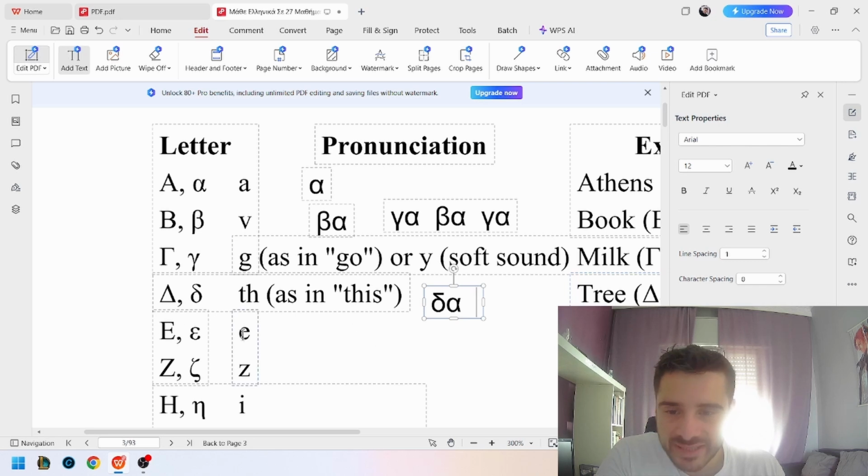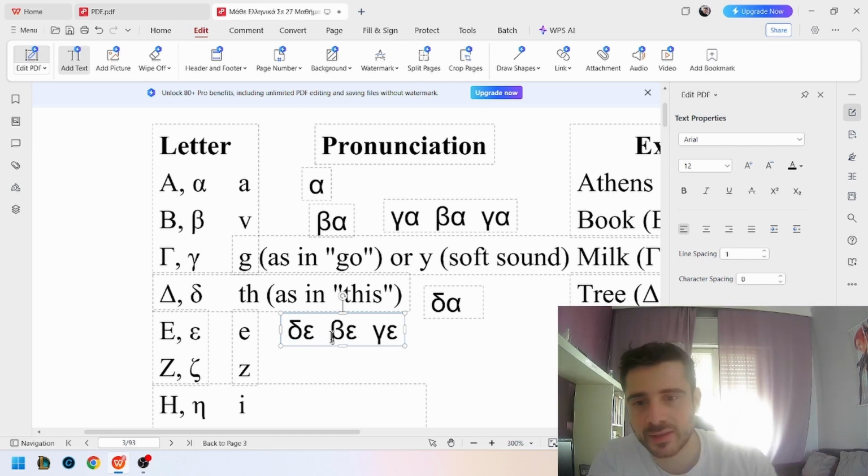Then we move to epsilon. It gives us the sound e always. So the, ye, ye.